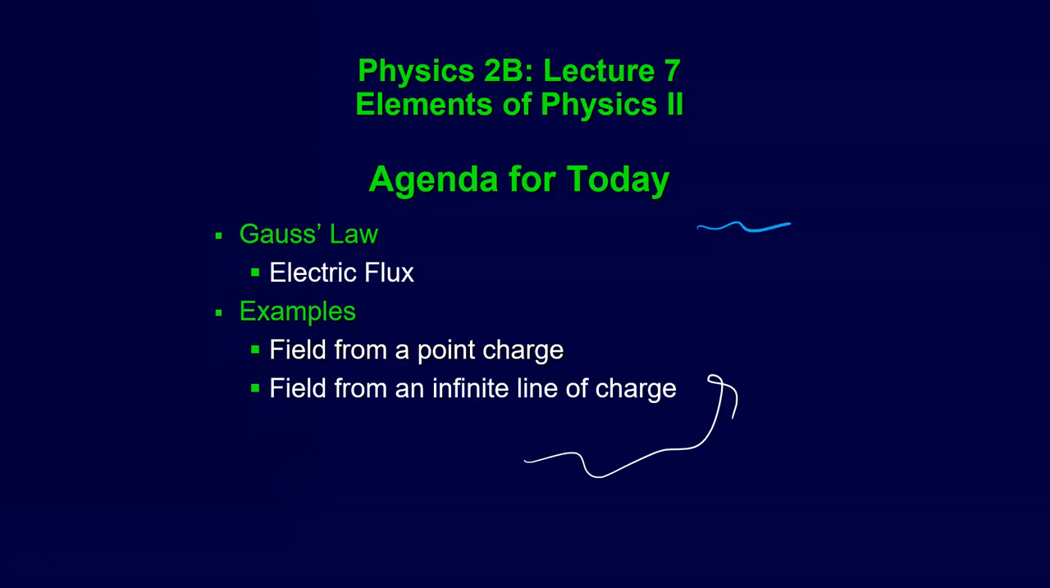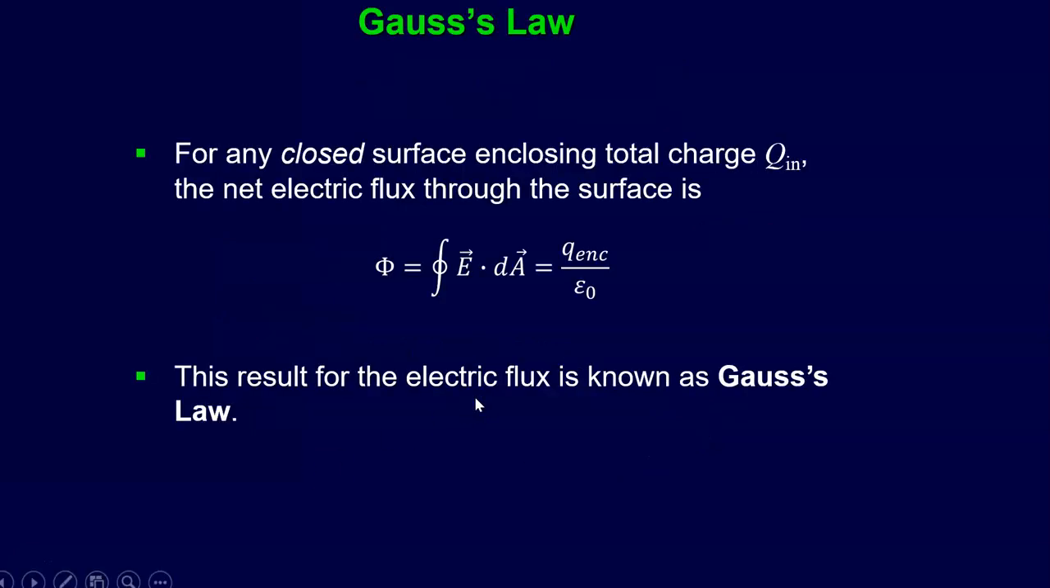We're continuing on with Gauss's law. We're going to look at some examples today. We're going to try to use Gauss's law to find the electric field from a point charge, and from an infinite line of charge. So let's get moving.